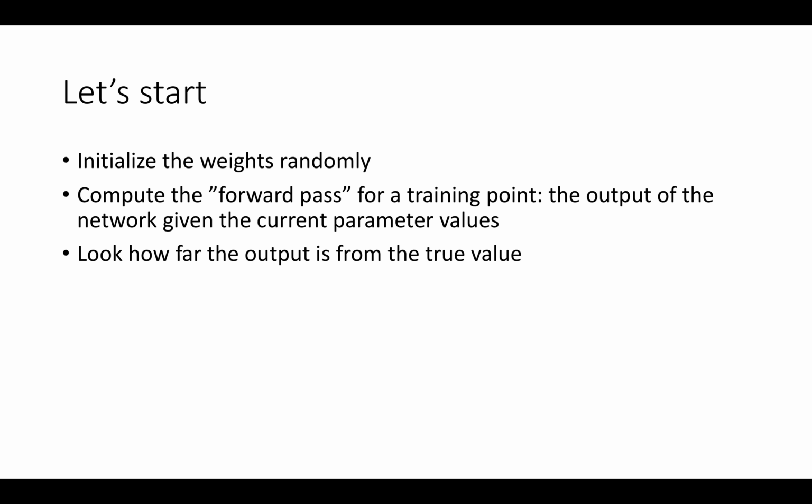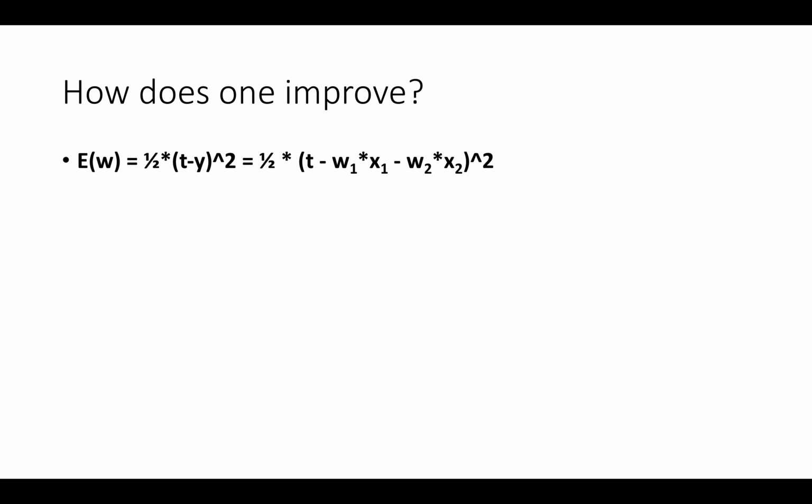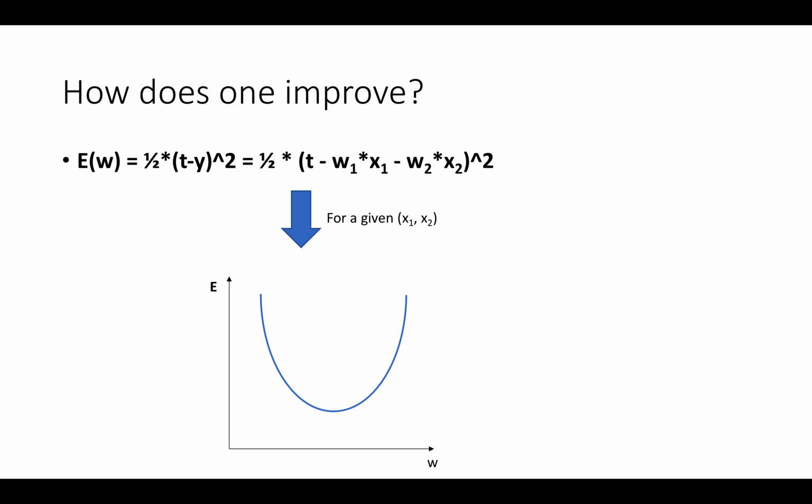So if you're still in the beginning of the training process and your weights have been initialized randomly, chances are you're still quite far. So what can you do about this? How can we improve? Remember that this was the formula for the loss function. And now if you look at this loss as a function of the weights for a given point, so for a given x1, x2, the training point, you can see that the function as we have it now looks like something like this, right? So it's sort of a parabola.